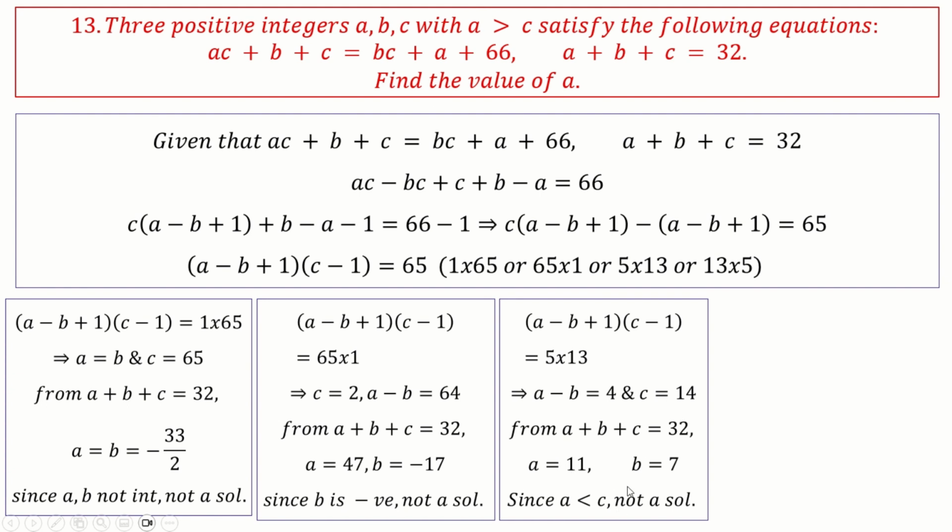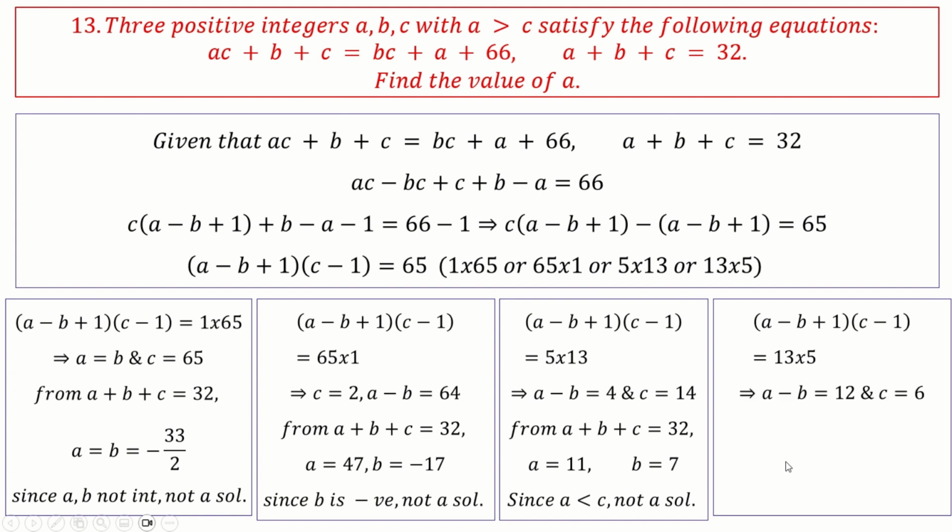So this is also not a possible solution. So we are left with only one option, the fourth case. With the fourth case, the values we will get are C equal to 6, A equal to 19, B equal to 7, and A is greater than C. So all the conditions are applicable here. Okay, satisfied. So this is the solution.